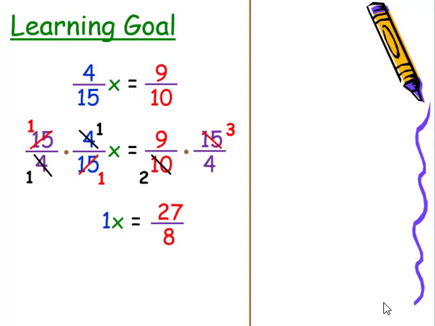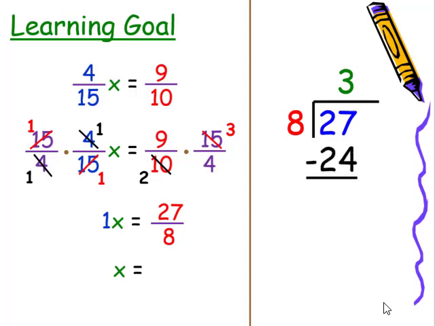Since we have an improper fraction, we're going to divide. 8 goes into 27, 3 times. 8 times 3 is 24. 27 minus 24 is 3. Our final answer is 3 3/8.